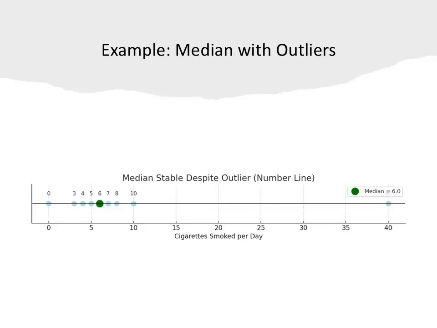Returning to our cigarette example, when we calculate the median, that extreme value of 40 doesn't affect it at all. The median here better reflects what is typical for most of the sample. In health data, where skewed distributions are common, median is often the preferred measure.